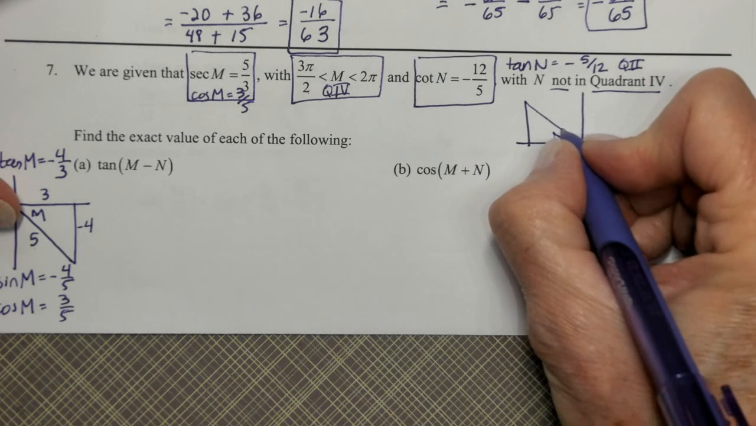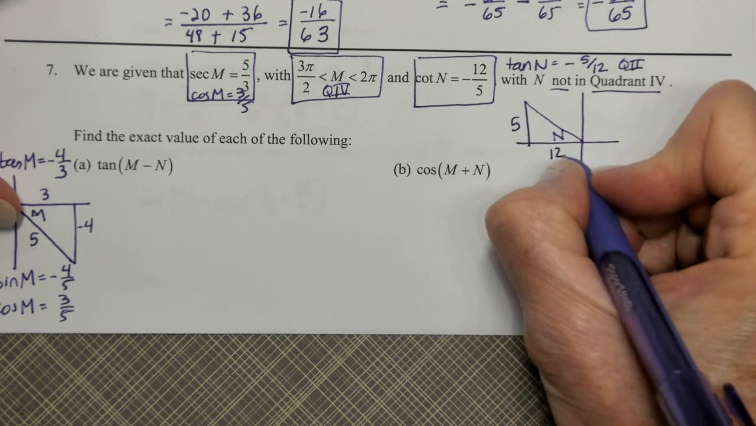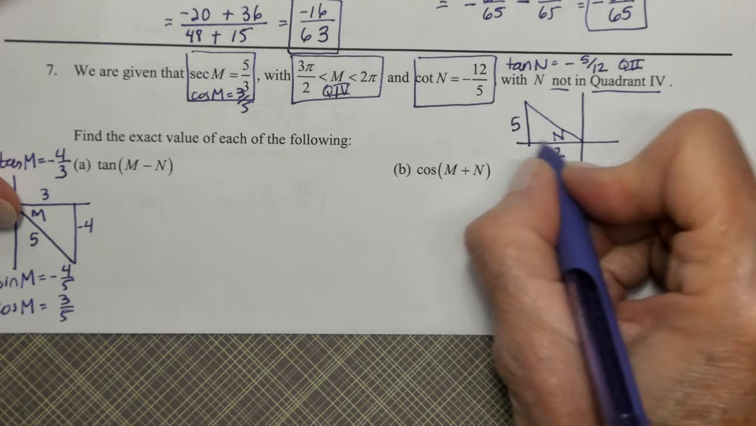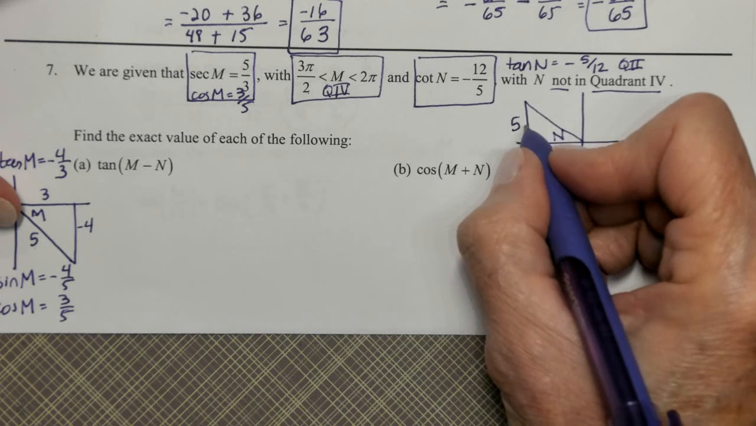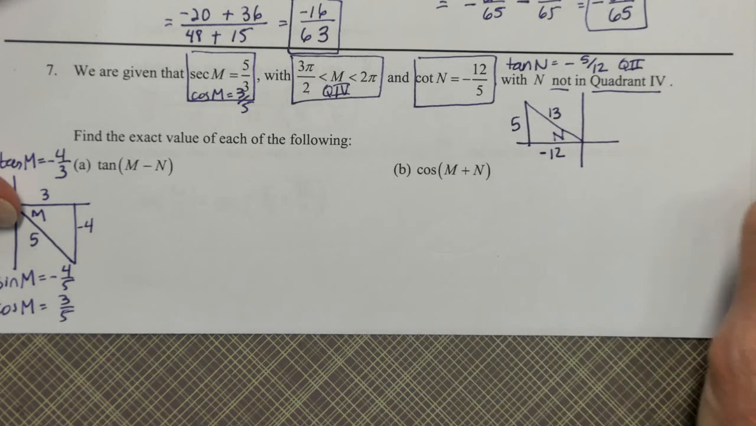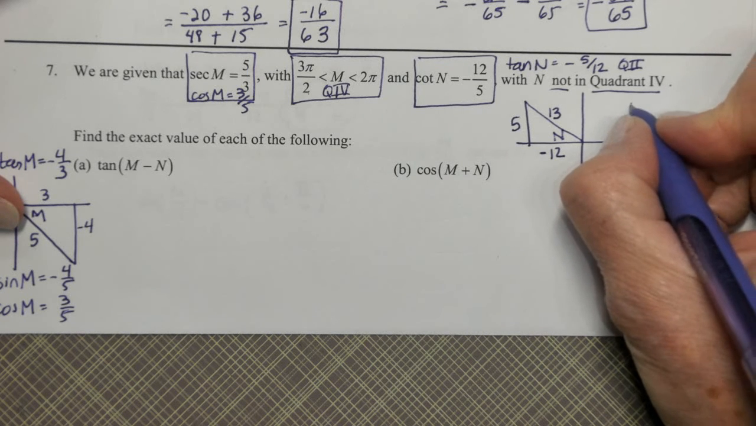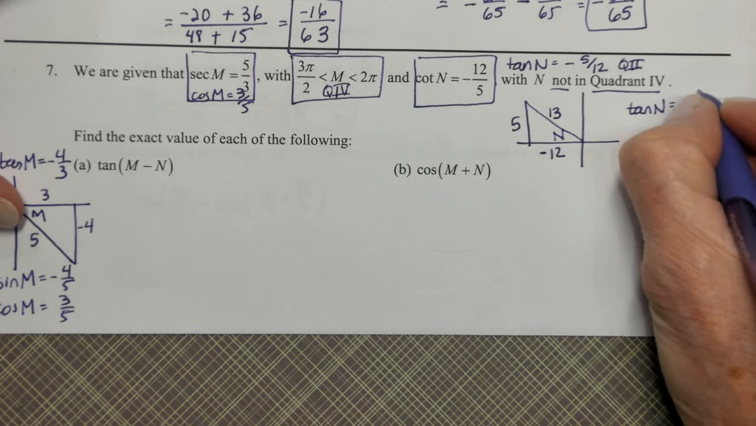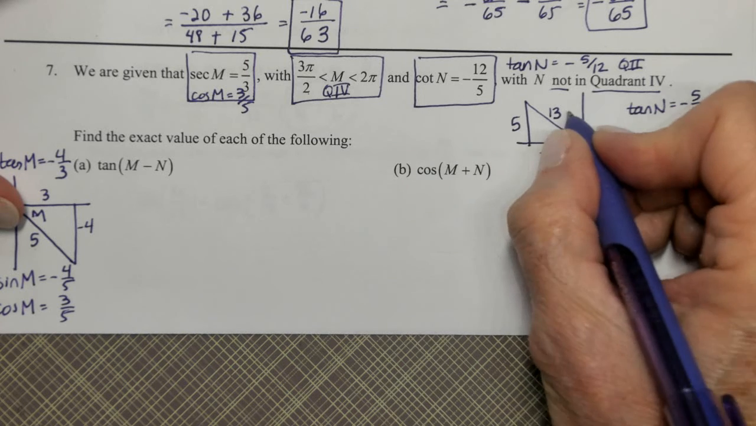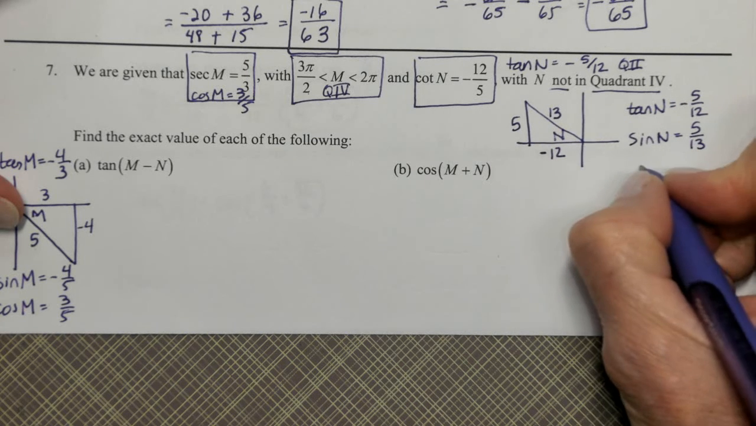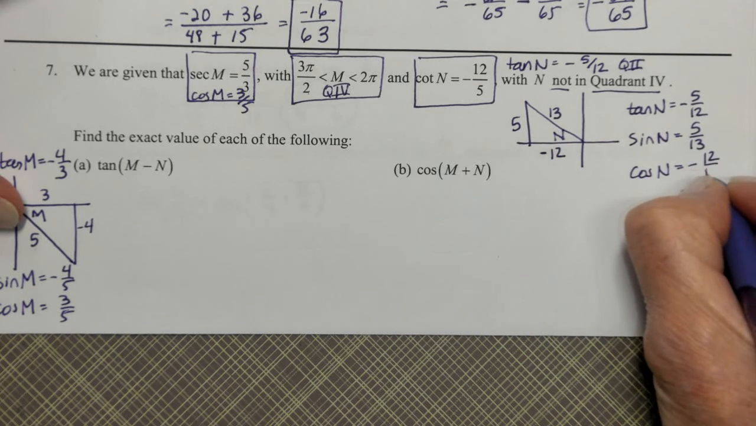And this will be angle N. Tangent is negative 5 over 12. The 12 needs to be negative because it's on the negative x-axis. The 5 will be positive. It's going in the positive y direction. The hypotenuse is always positive, 13 in this case. So we know tangent of n, again, is negative 5 over 12. Sine of n would be opposite over hypotenuse, positive 5 over 13. And cosine of n would be adjacent over hypotenuse, negative 12 over 13.